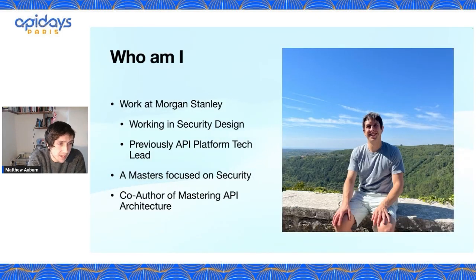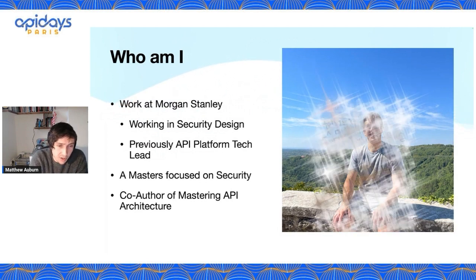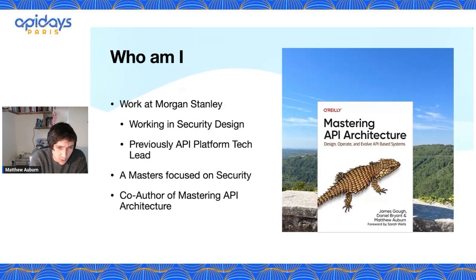So my name is Matt. I work at Morgan Stanley in the security design team. I was previously the API platform tech lead. I've got a master's that primarily focuses on security, and I am a co-author of Mastering API Architecture with James Goff and Daniel Bryant, and that's our book.